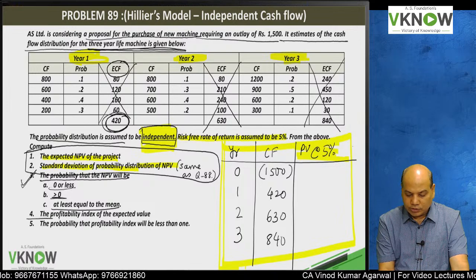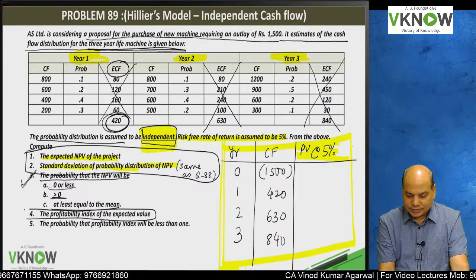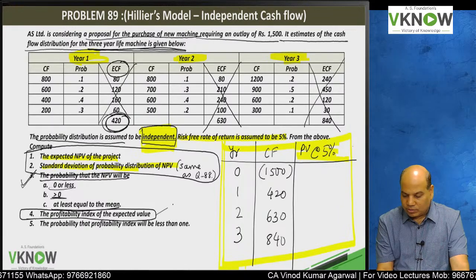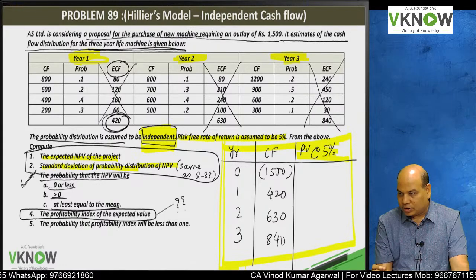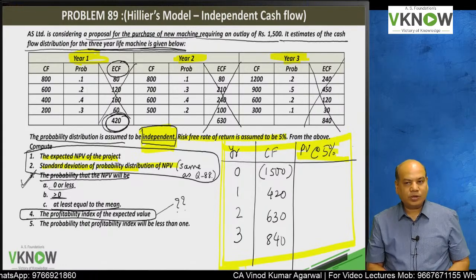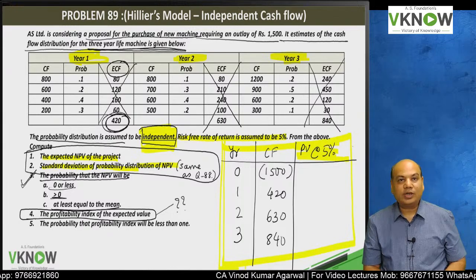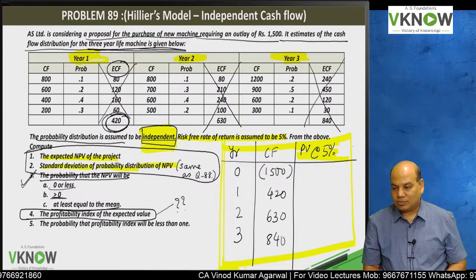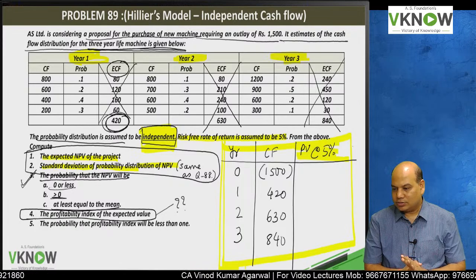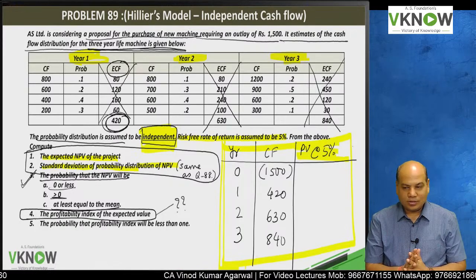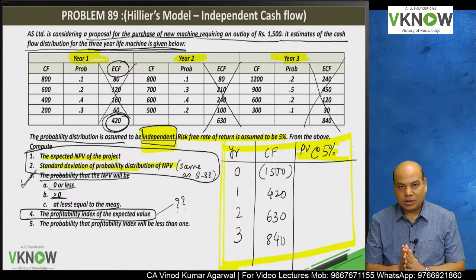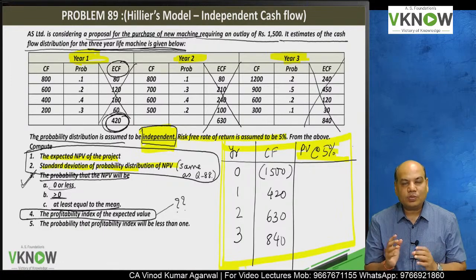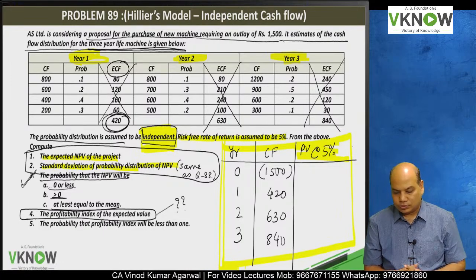Then the next question is profitability index. Do you remember the formula of profitability index? Anybody who would like to answer? Profitability index formula, please reply. Profitability index formula is PV of cash inflow upon PV of cash outflow.